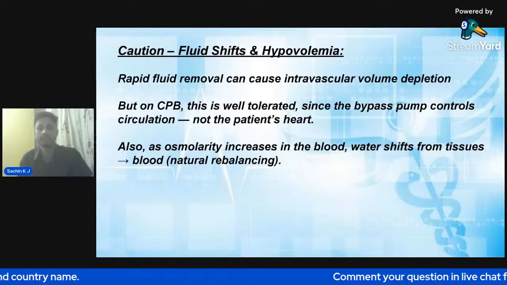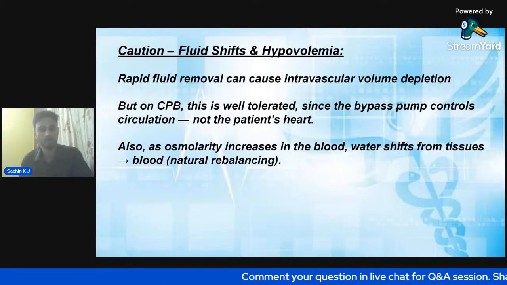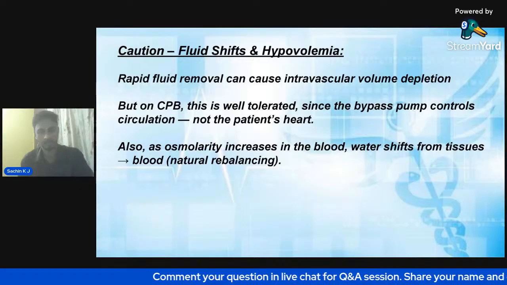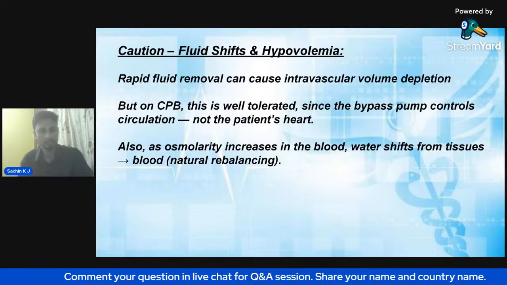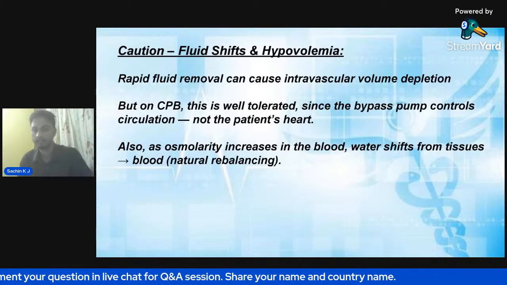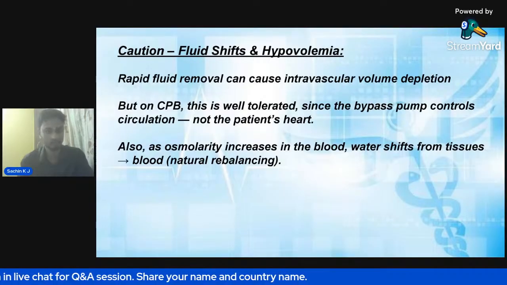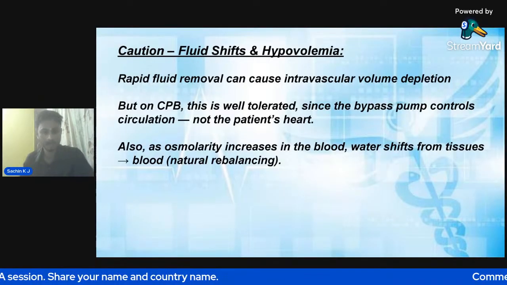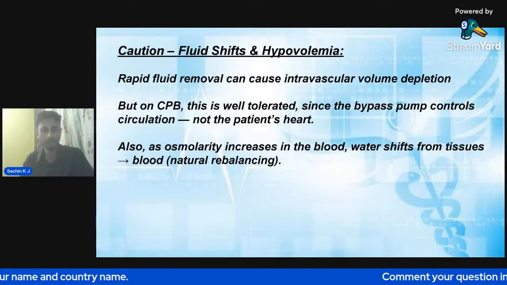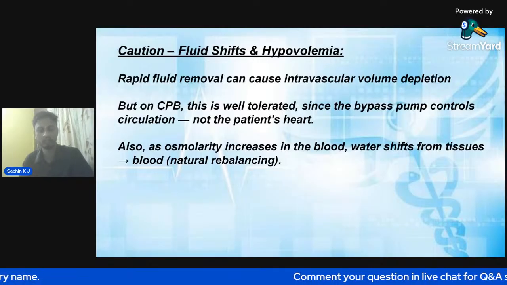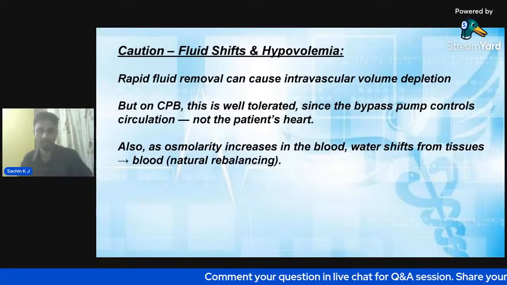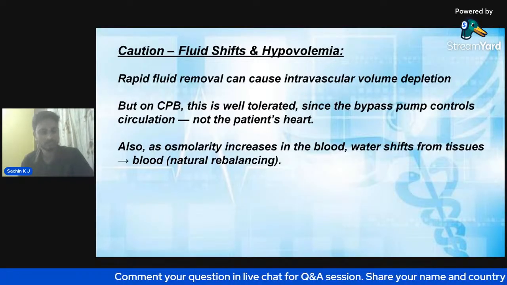Caution, fluid shifts and hypovolemia. Rapid fluid removal can cause intravascular volume depletion, but on CPB this is well tolerated since the bypass pump controls circulation, not the patient's heart. Also, as osmolarity increases in the blood, water shifts from tissues to blood, a natural rebalancing. Next, sir.